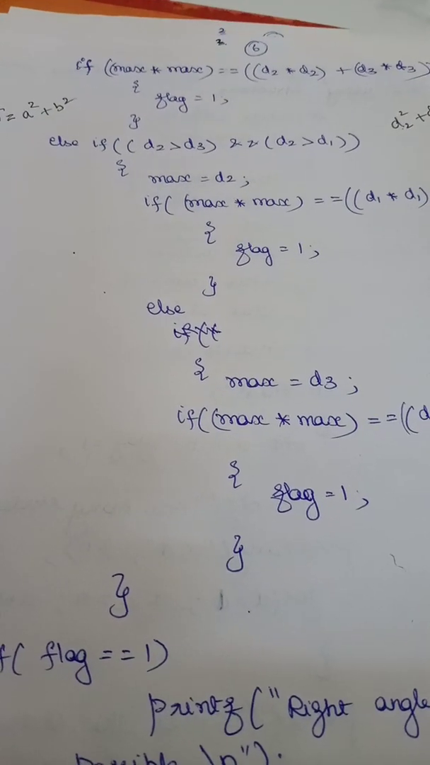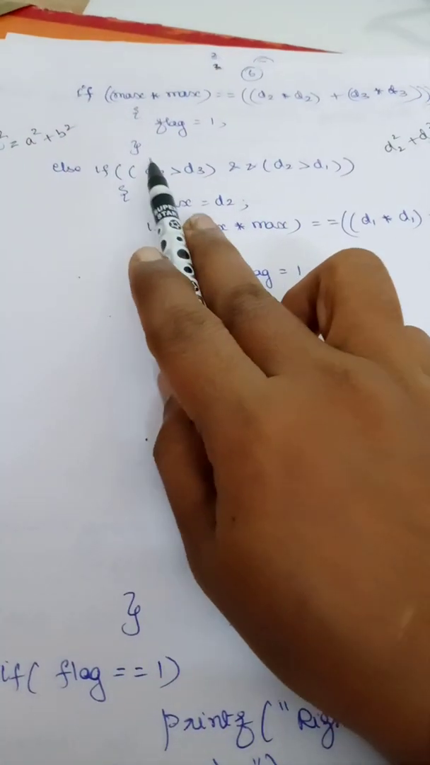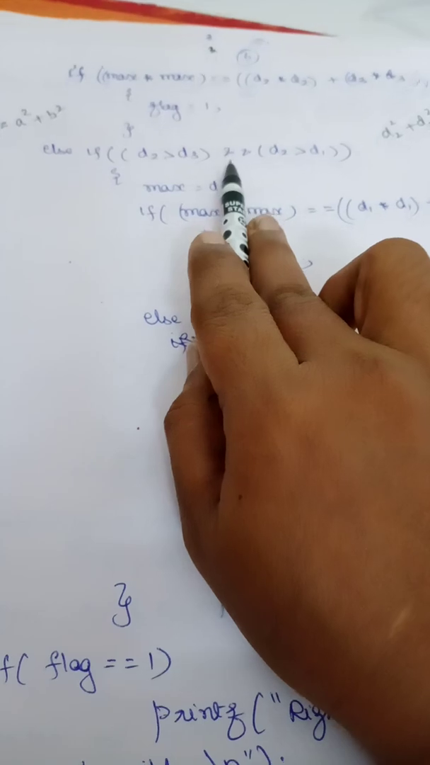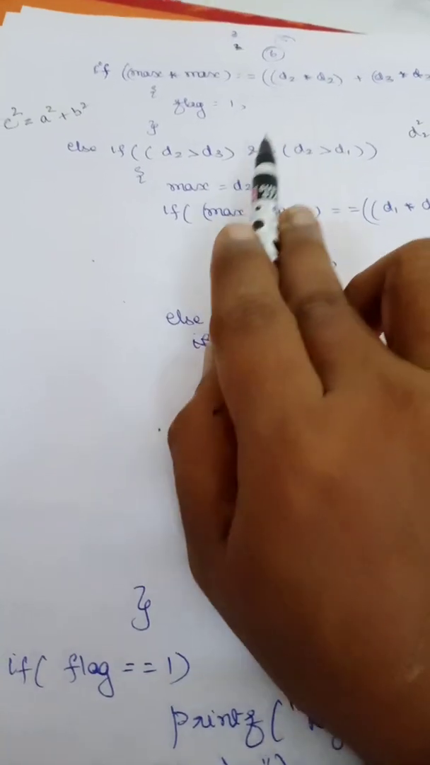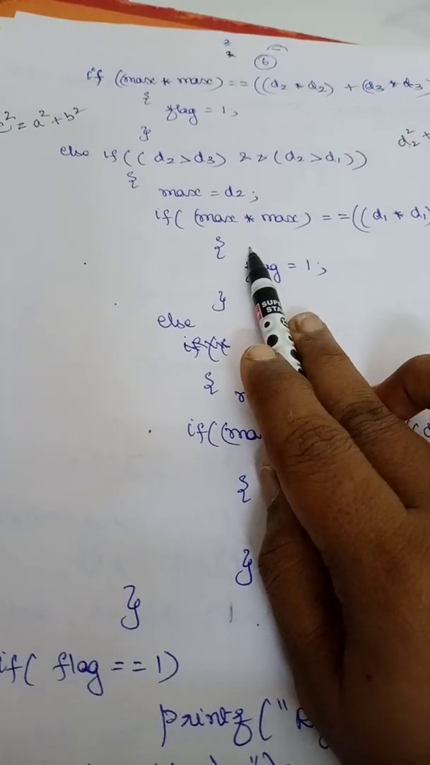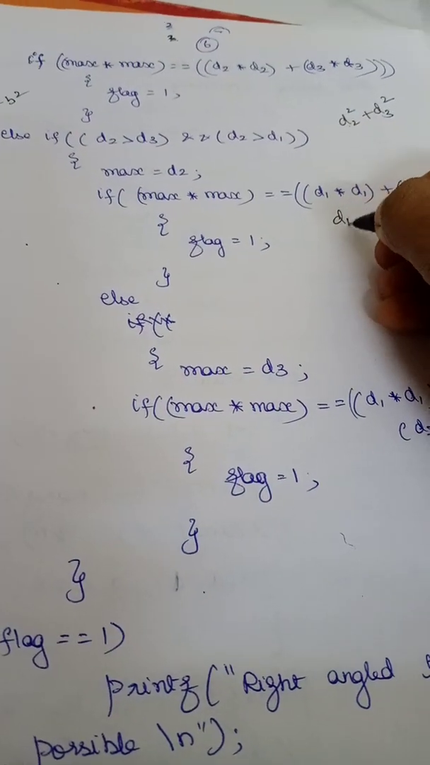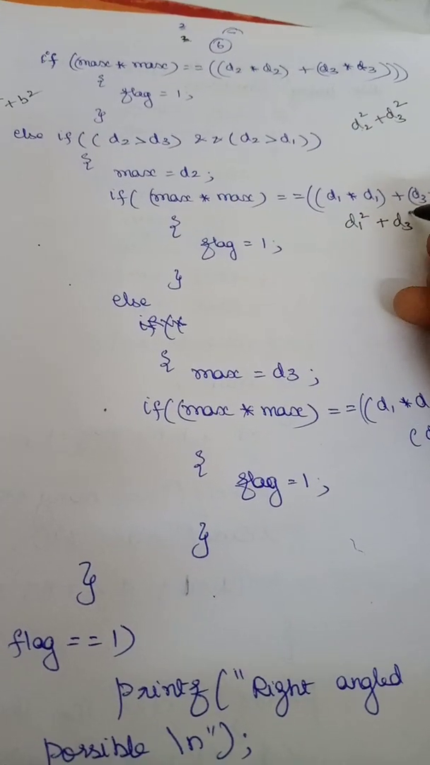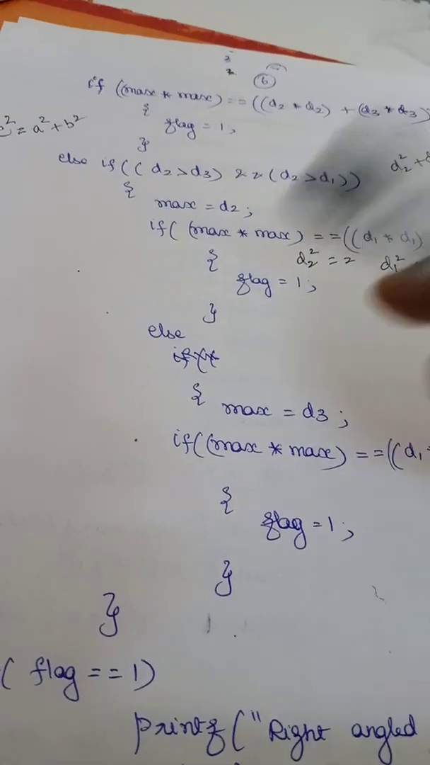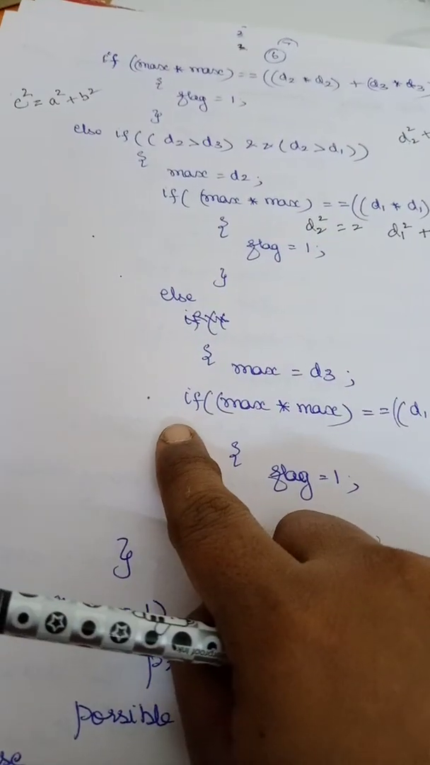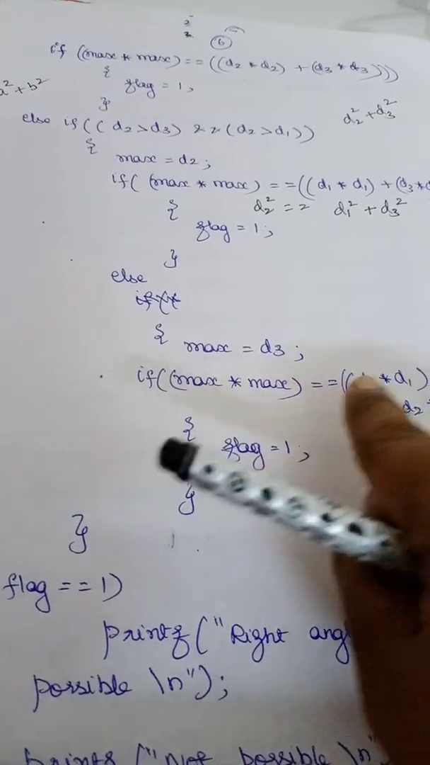Else, if d1 is not greater, then I need to check for d2. So I am checking whether d2 is greater than d3 and d2 is greater than d1. Once again I am checking whether it is greater. If it is greater, again max into max is equal to, this time I need to take d1 square and d3 square because d2 is greater. Is that clear? If this is equal, again flag equal to 1. Else, in that case the maximum is going to be d3. Again I need to check.